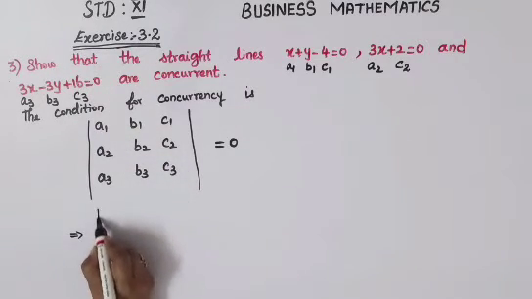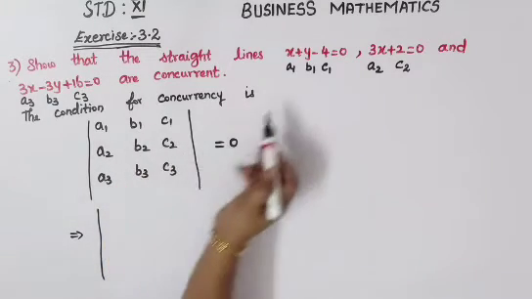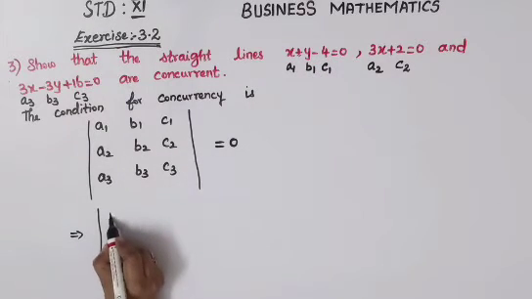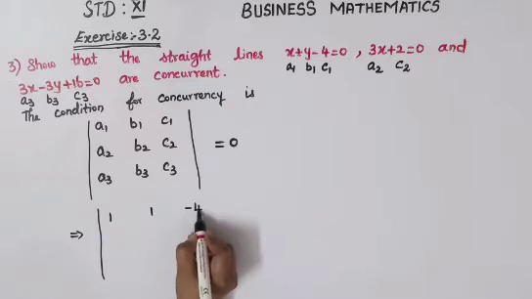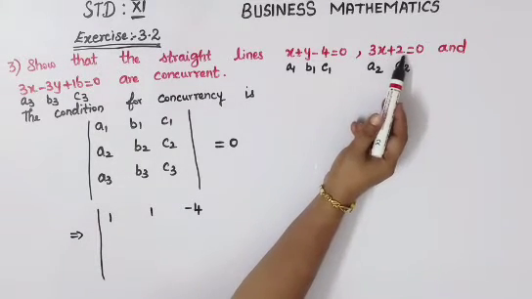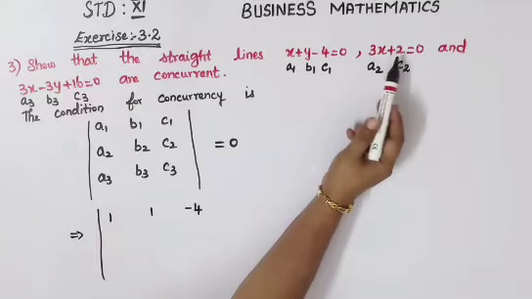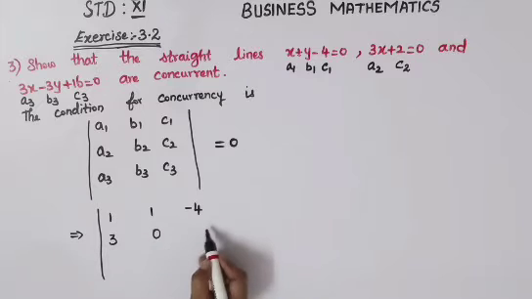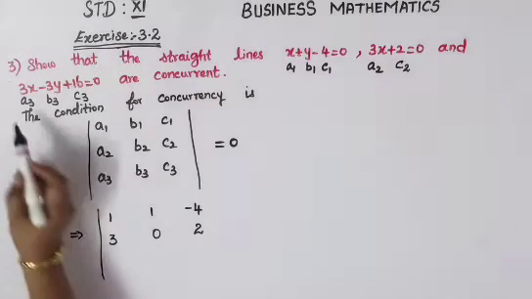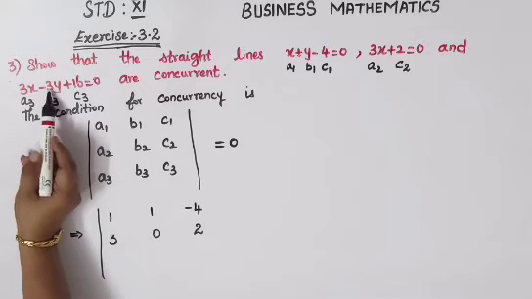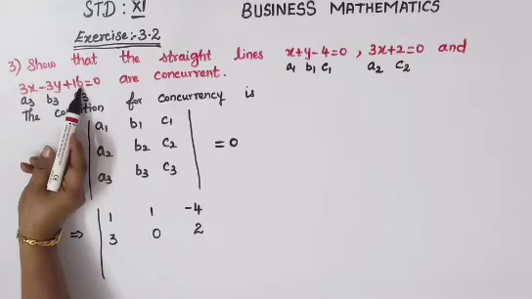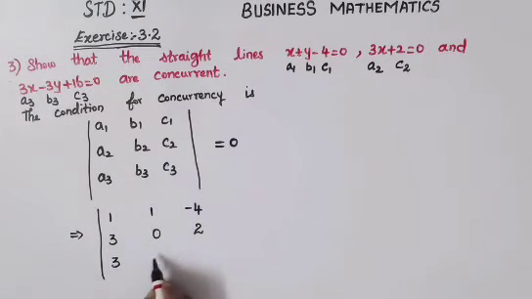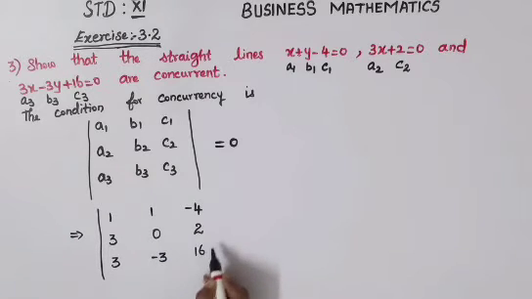This implies your determinant a1, b1, c1: the coefficient of x is 1, again here plus 1, and minus 4. So 1, 1, minus 4. For your second line, only x and a constant are there. So the coefficient of x is 3, the constant is plus 2. The coefficient of y is not there, so you can give 0, and your constant is 2. So 3, 0, 2. For your third line, the coefficient of x is 3, the coefficient of y is minus 3 and the constant is 16. So you will get 3, minus 3, 16.